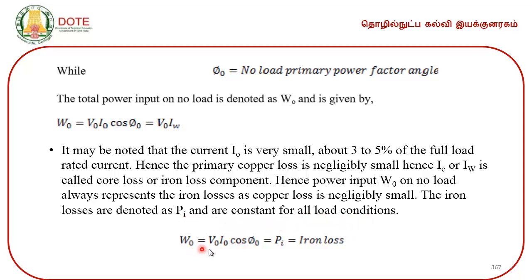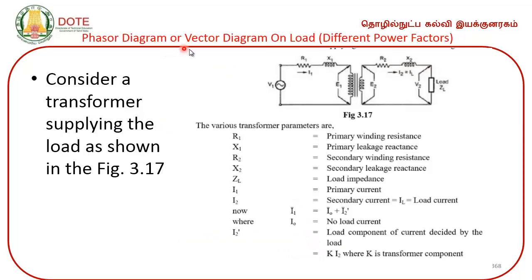So, W 0 is equal to V 0 I 0 cos phi naught, which is equal to P I, which is the same as the iron loss. Then the phasor diagram or vector diagram on load for different power factors.